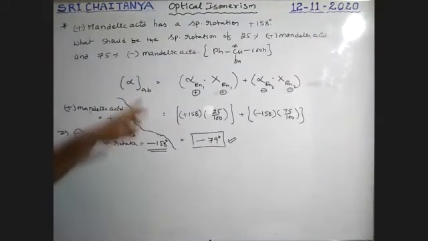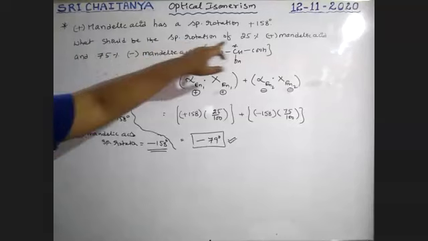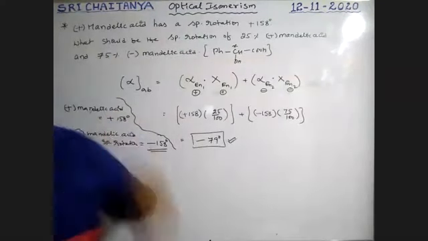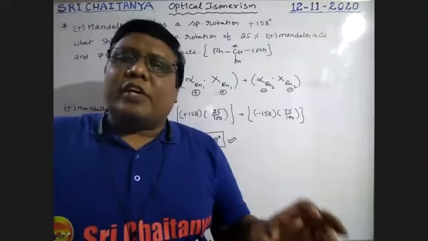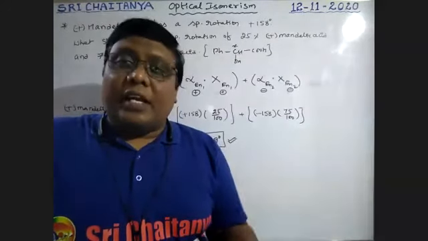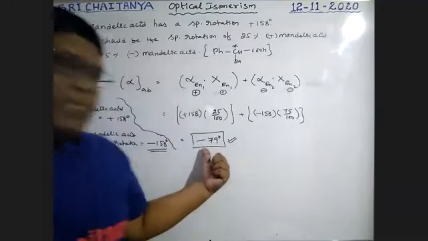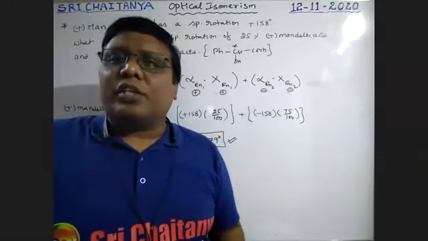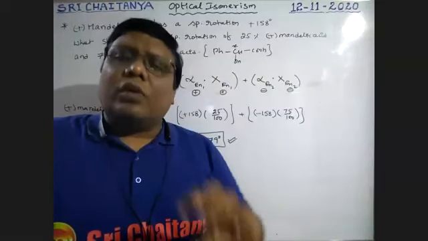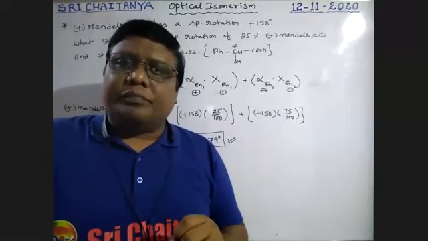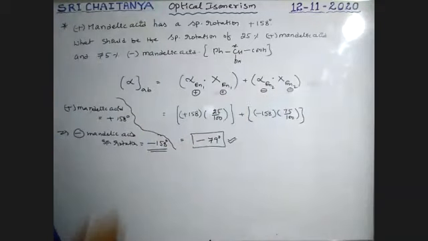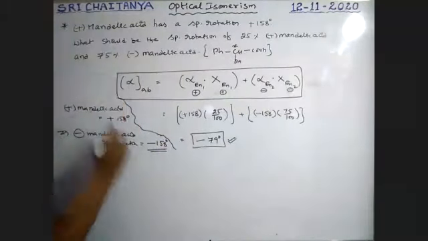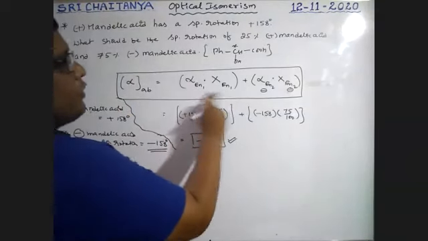So what should be the specific rotation of the mixture? Finally, if levo is more, that is a negative rotation. If dextro is more, we will get positive rotation. So how much is the total specific rotation? That is explained by the formula. This is also a most important formula, boys. Please note down this formula.